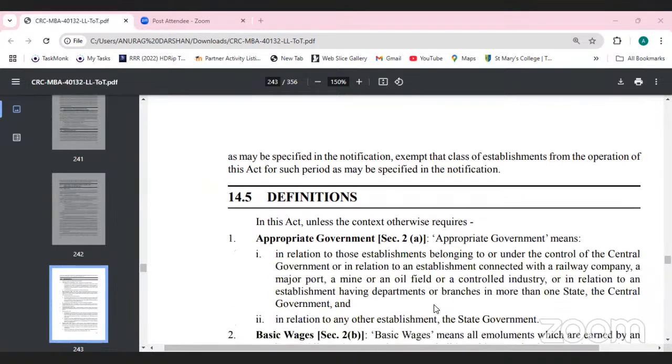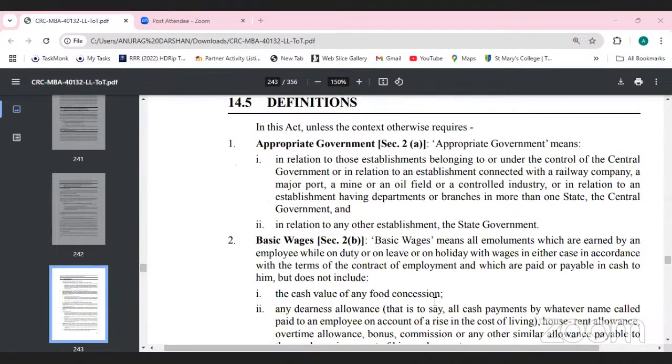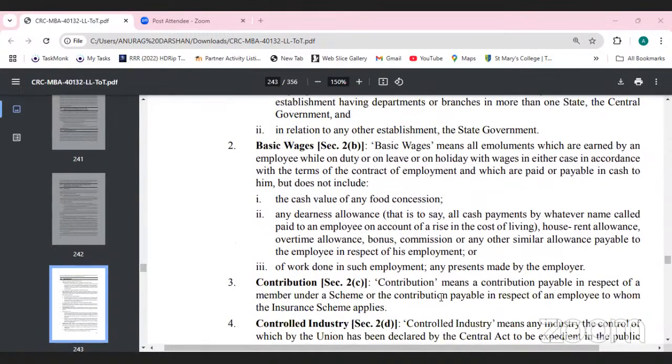Now, the appropriate government can be the central government or the state government. Basic wages means all the emoluments which are earned by an employee while on duty, on leave, or on a holiday, and which are paid or payable in cash to him, and does not include any cash value of food, concession or any dearness allowance.